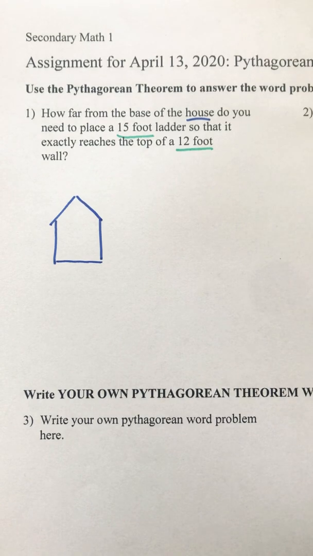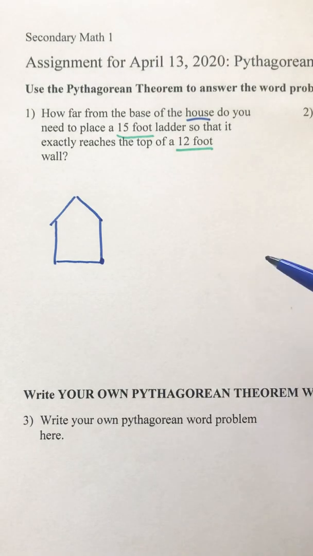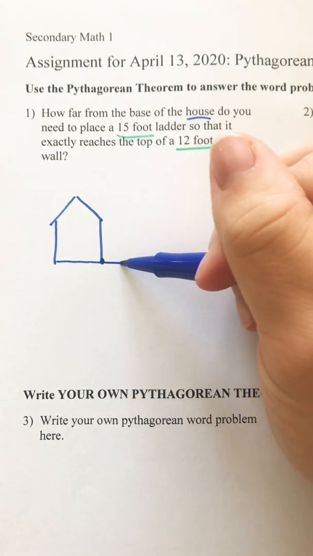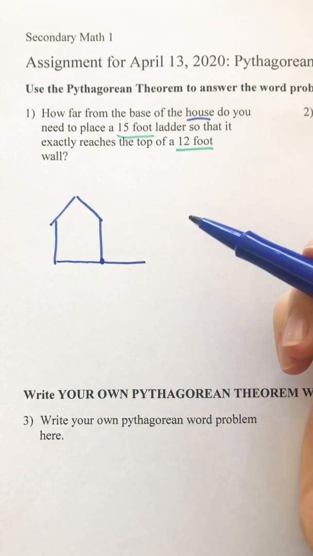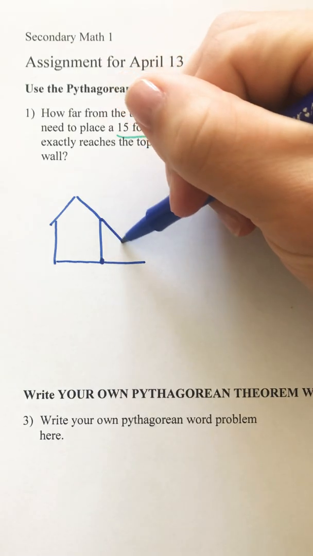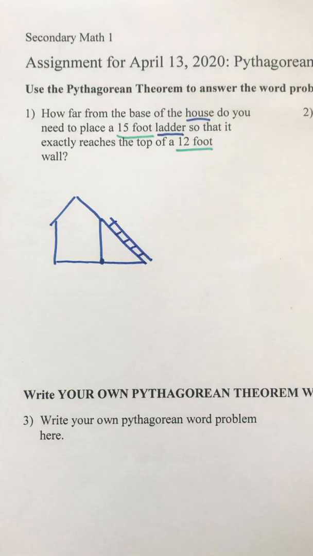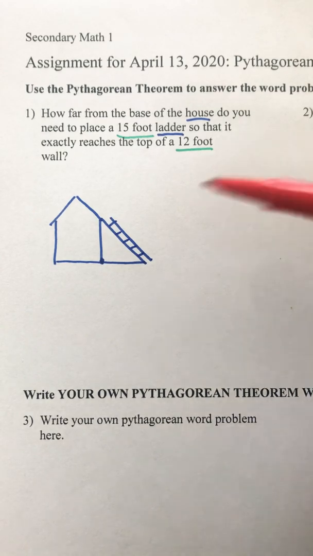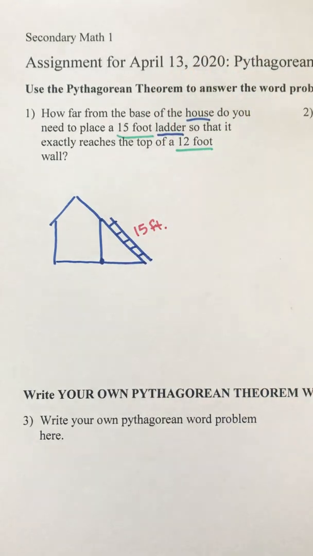How far from the base of the house? Okay, so this is my base, right? The bottom. How far from the base of the house do you need to place? Okay, so this is what we're looking for. How far from this base of the house do I need to place a 15-foot ladder? Okay, so here's my ladder that I'm placing right here. Boom, I can draw my ladder. We're trying to get up on the roof, apparently. Okay, so we have a 15-foot ladder. So I know that this ladder is 15 feet. So I'm going to go ahead and label that 15 feet right there. Okay?